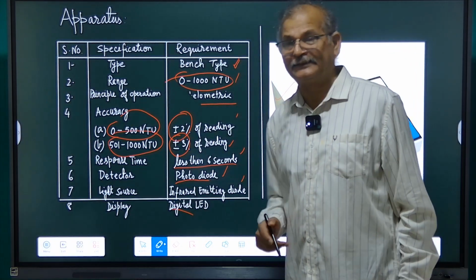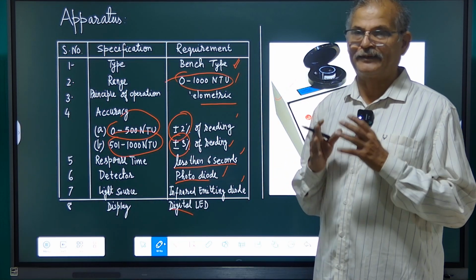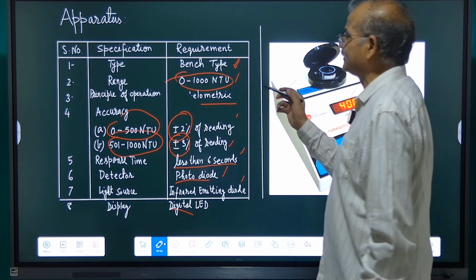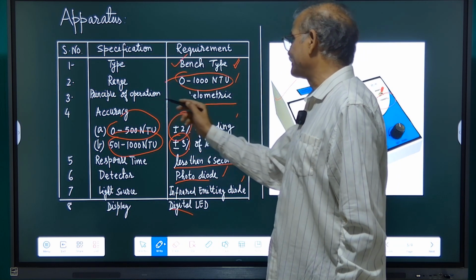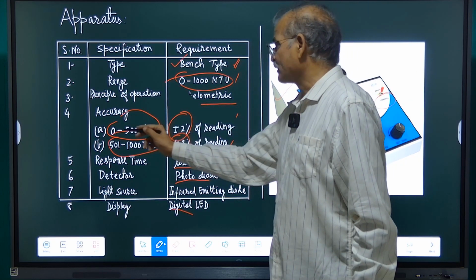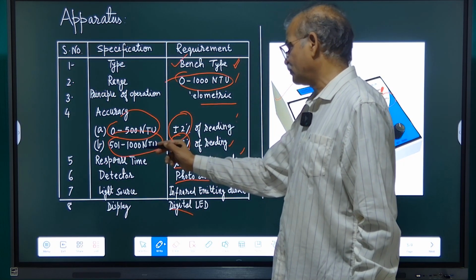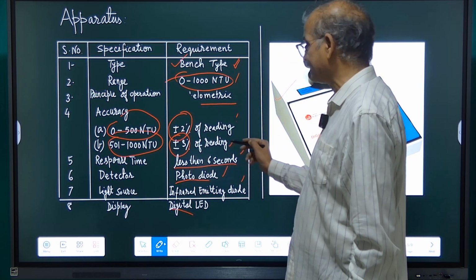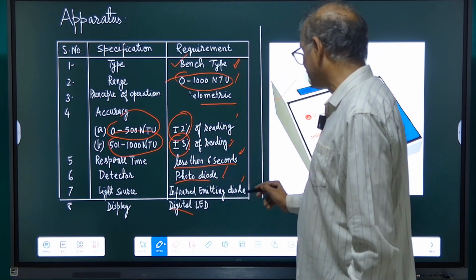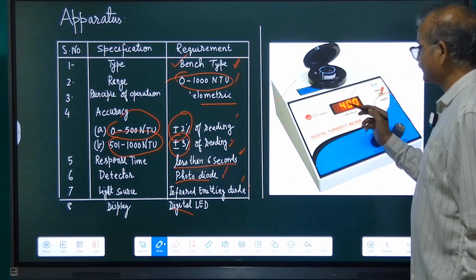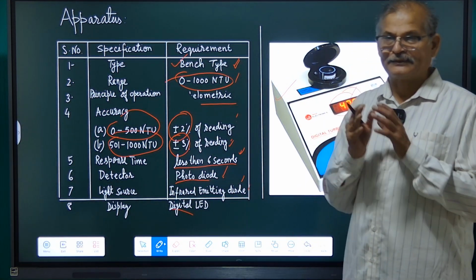The most important part is knowing the specification of the turbidimeter. In the nephelometric measurement method, the specification of the instrument is like this. It should be bench type, range 0 to 1000 NTU, principle of operation nephelometric, accuracy for 0 to 500 NTU plus minus 2% of reading, for 501 to 1000 NTU plus minus 3% of the reading. Response time less than 6 seconds, detector photodiode, light source infrared emitting diode, and display LED. All these specifications should be known to the engineer. It is given in IS 3025.